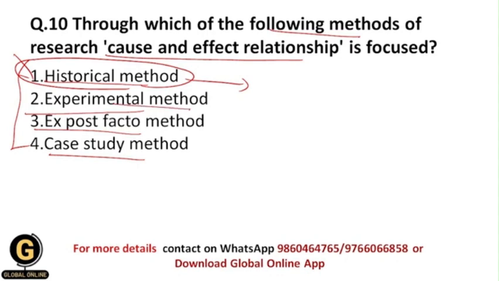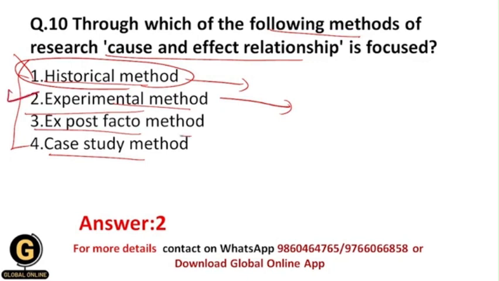In the experimental method we do the study in a controlled environment. We assess the relationship between the variables, that is independent and dependent, and for that we manipulate the independent variable and see its effects on the dependent variable. That's why in the experimental method you focus upon the cause and effect relationship between the variables, because here you test whether there is a relationship or not, and that's why the correct answer to this question is second, that is experimental method.